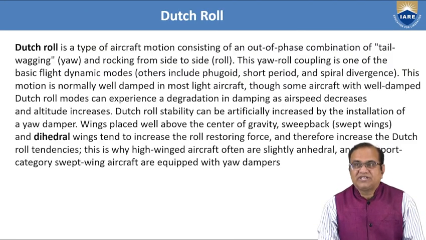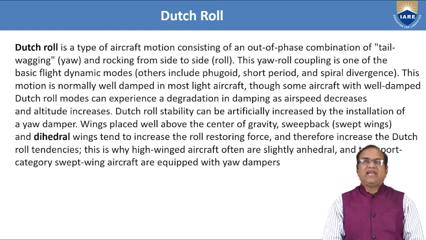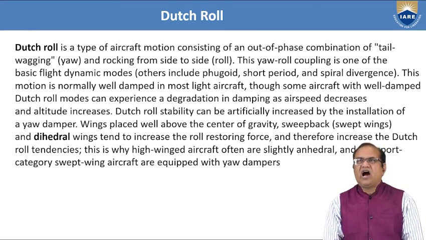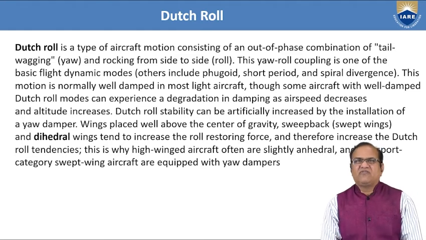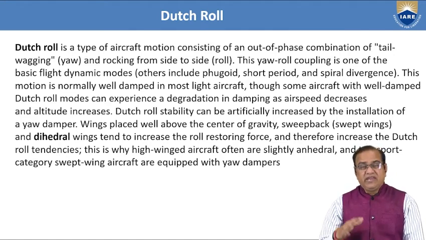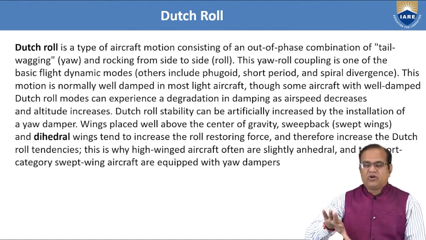Now I will talk about the Dutch roll. The second part is very important: the Dutch roll. Dutch roll is a type of aircraft motion consisting of an out of phase combination of tail wagging, yaw, and the rocking from side to side, roll. It means yaw and roll.